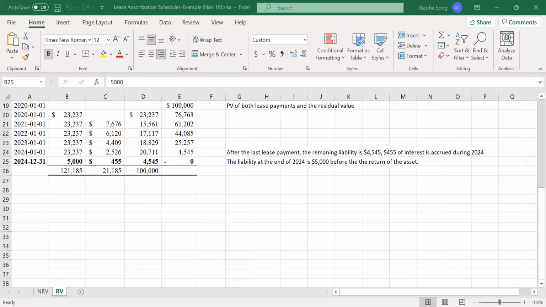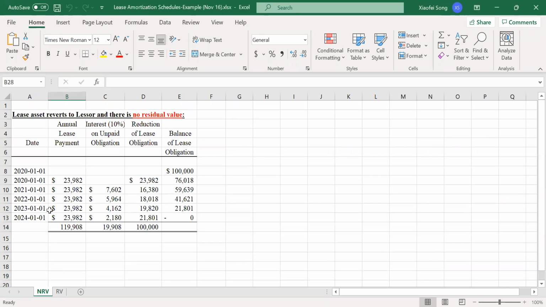And feel free to use this. It will help a lot if you prepare an amortization schedule yourself, with all the calculations and all that. So this is the one we did last time, all right? Okay, so today is this one, right?